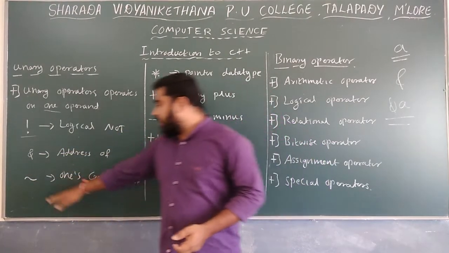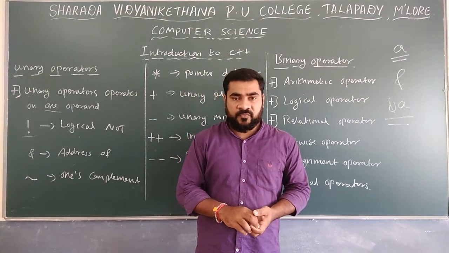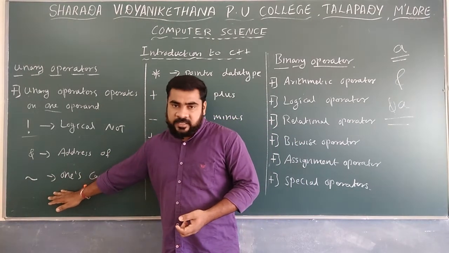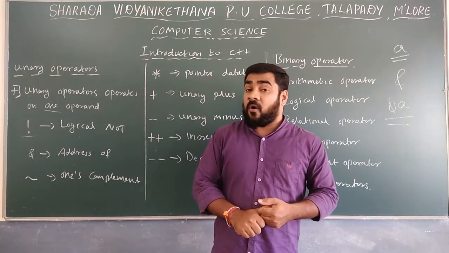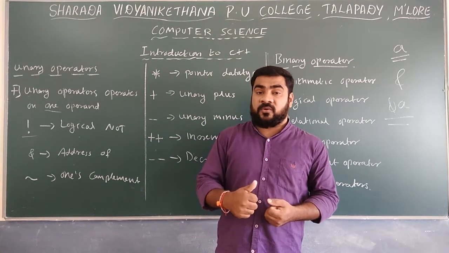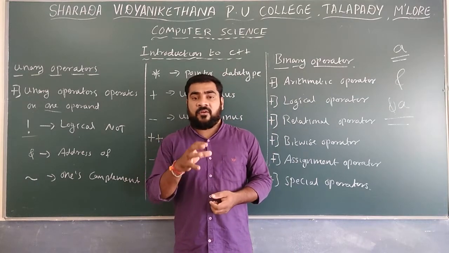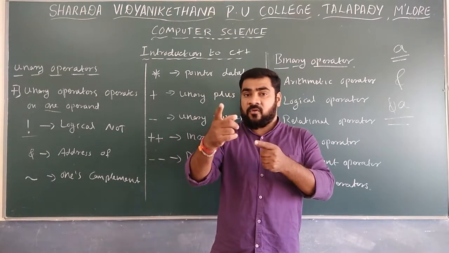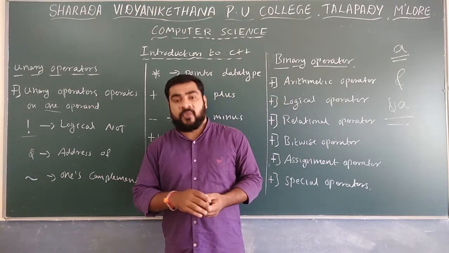The next one is the negation operator. It is the wave mark symbol, the tilde, which is there on the keyboard. We use this to find the ones complement. Already we studied what ones complement and two's complement are in data representation. Whenever the value is 1, you find the opposite of that, 0. That is what ones complement means here.